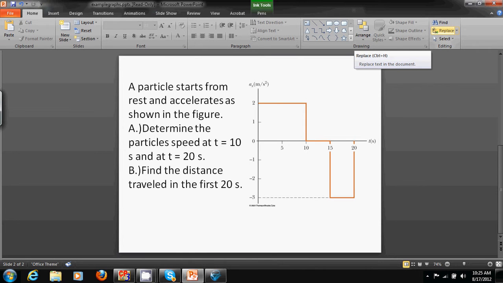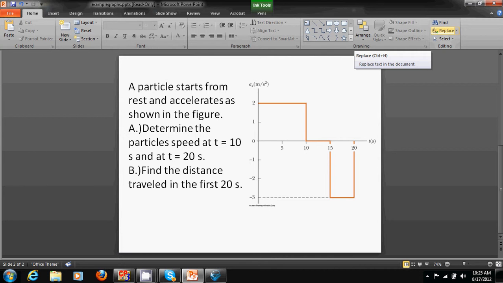Okay, so I'm going to do part A in this video and then part B in the next video so they don't get too long. So here, a particle starts from rest and accelerates as shown in this figure. Determine the particle speed at 10 seconds and at 20 seconds. So I'm just going to do that part in this video.